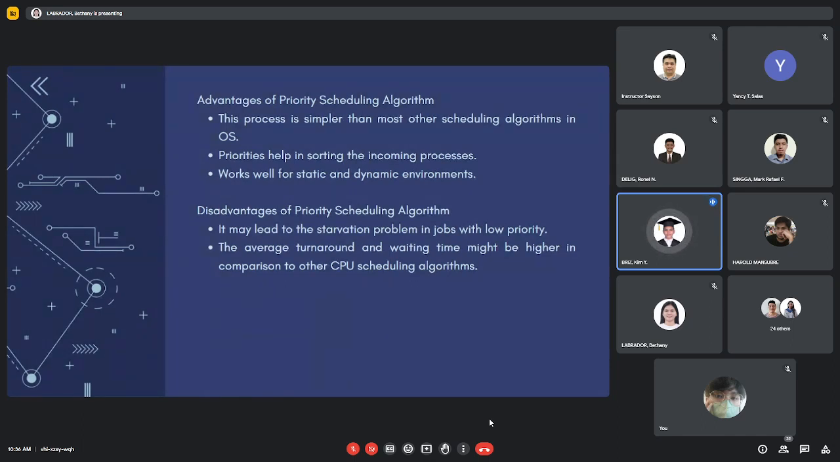The priority scheduling algorithm also has its drawbacks. First, it may lead to starvation problems in jobs with low priority. A starvation problem refers to a situation where a process with a low priority level does not get a chance to execute for a long time, or perhaps never gets to execute at all, despite being in the queue. Secondly, the average turnaround and waiting time might be higher in comparison to other CPU scheduling algorithms.